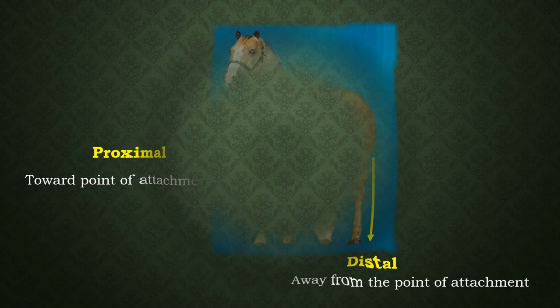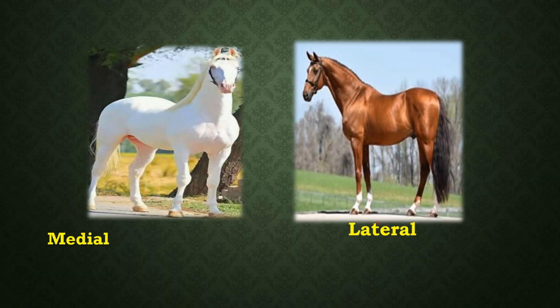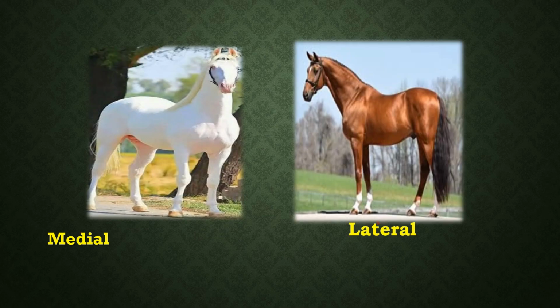The other pair of directional terms that are used for the limbs are medial and lateral. These are not only used for the limbs, we can use them for other parts of the body, but the way we describe is different. When we use them for other body parts, medial refers to toward the middle of the body. That means the part or the organ closer to the middle line of the body. Whereas lateral, the opposite of medial, is away from the middle line of the body.